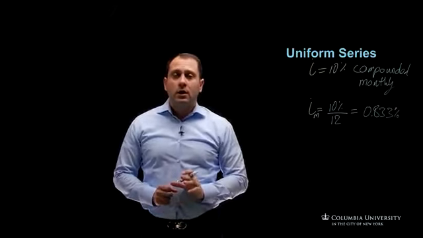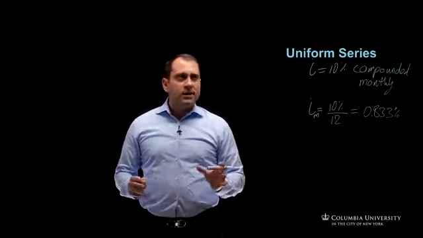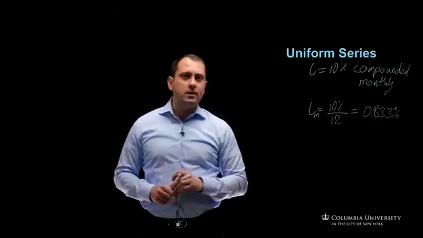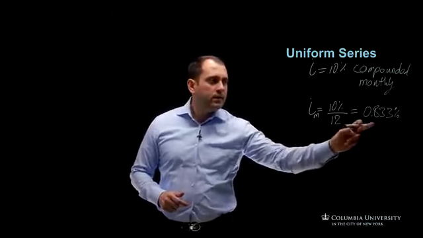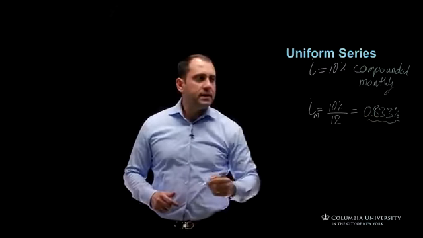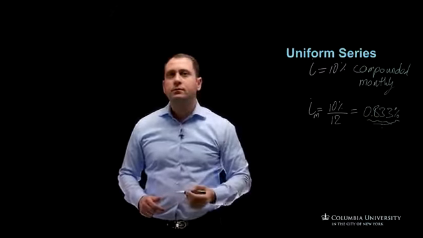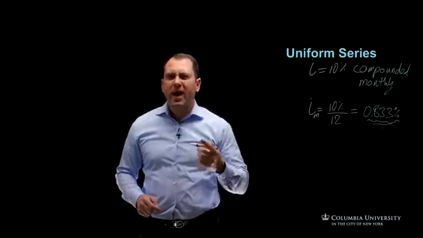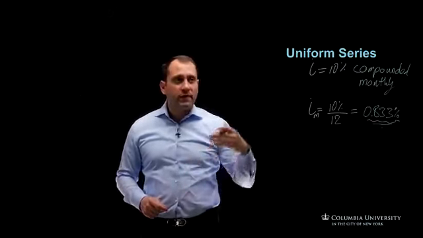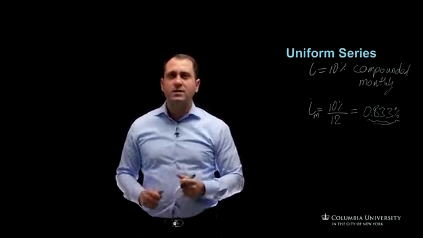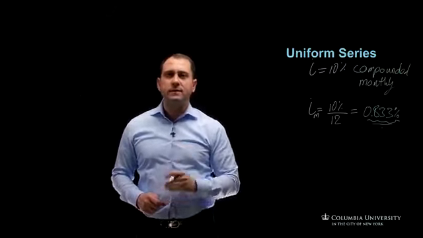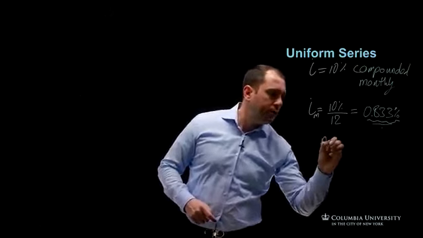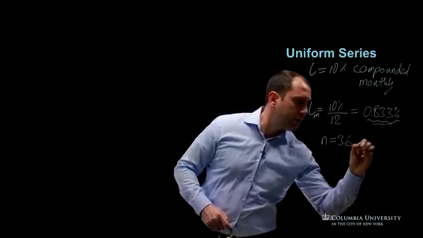Now, in our example that we are building up here, we have a monthly interest rate of 0.833%. So let's assume that the payment for the future value of the 30,000 is due in 36 months from now. So N will be equal to 36 months.